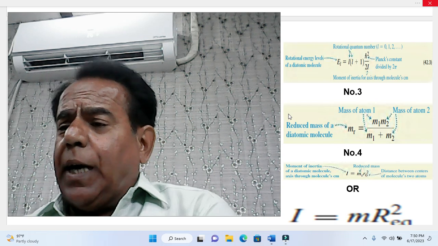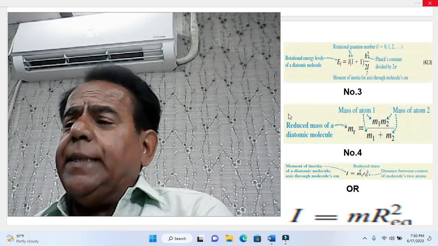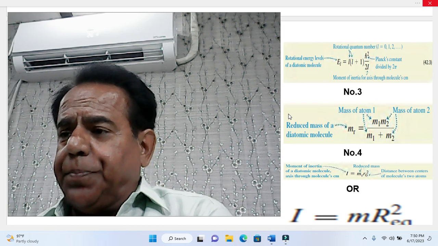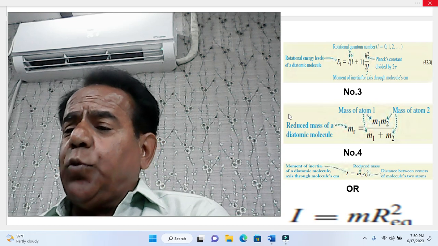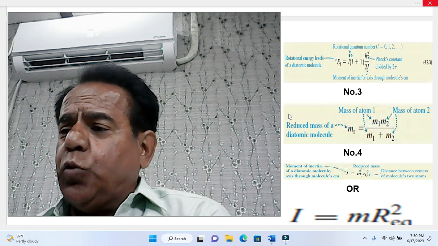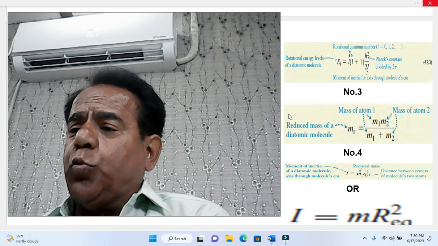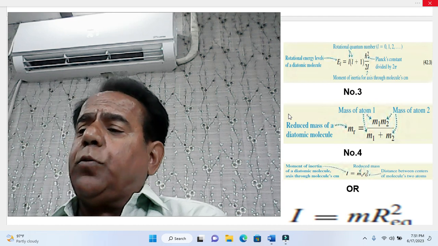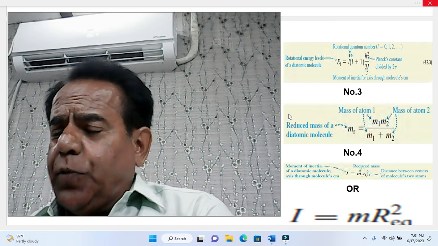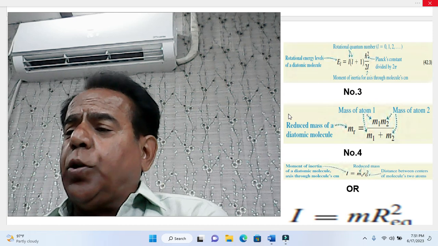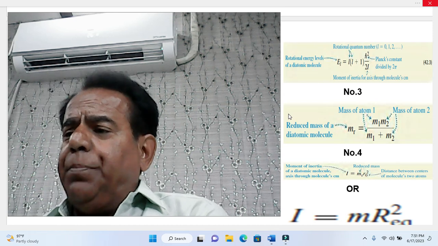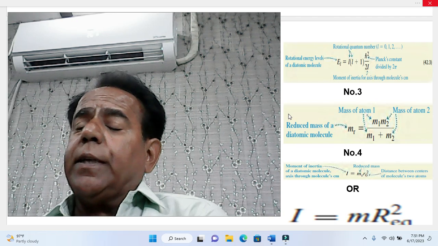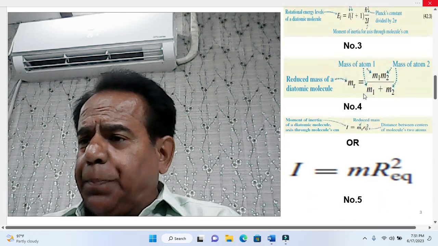So, the reduced mass of a diatomic molecule is here denoted by M_r, where r is written as a subscript of M. And this reduced mass M_r is equal to M1 M2 over M1 plus M2, where M1 is the mass of atom number 1 and M2 is the mass of atom number 2. That is, the reduced mass of a diatomic molecule is equal to the product of the masses of those atoms divided by the addition of masses of those atoms. Okay. Now we move to helping tool number 4.